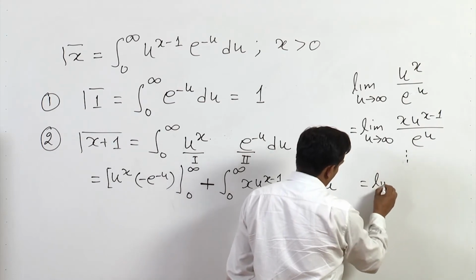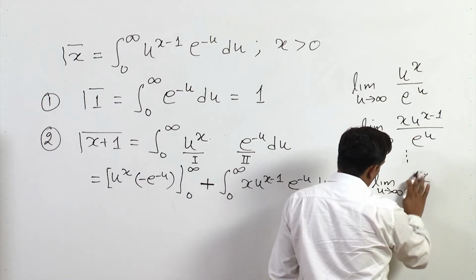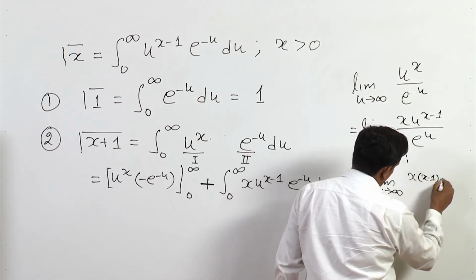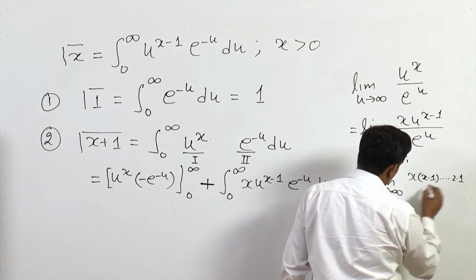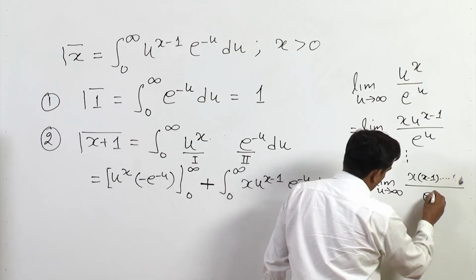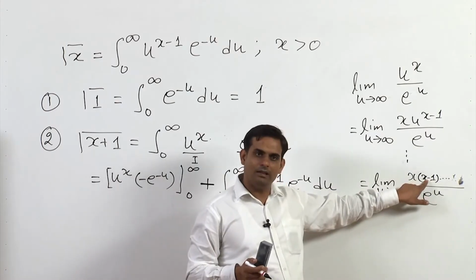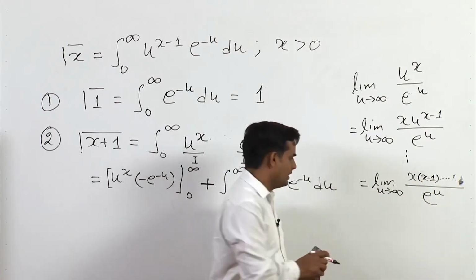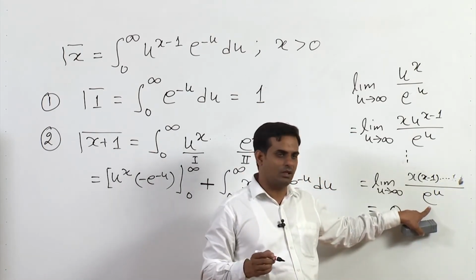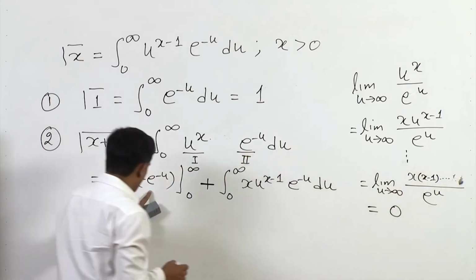Finally, I will be having the limit as u tends to infinity of x into x minus 1, x minus 2, up to 2 into 1, like this, and in the denominator I will be having e raised to power u. Here the numerator will be some finite number, however the denominator will be infinity. So I can write it as 0, because the growth of the exponential function will be more than the function given in the numerator. So hence this term is 0.